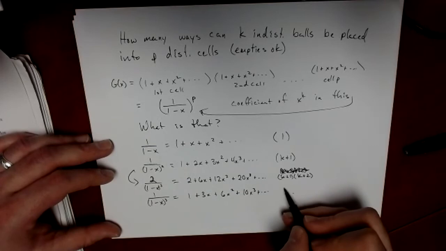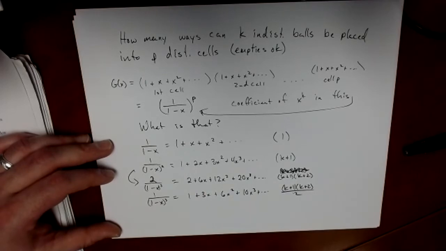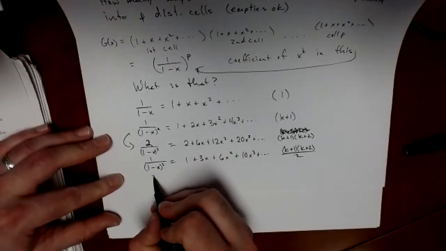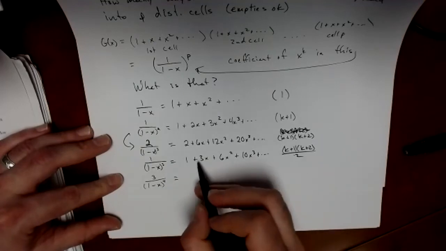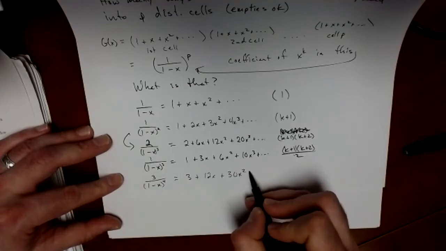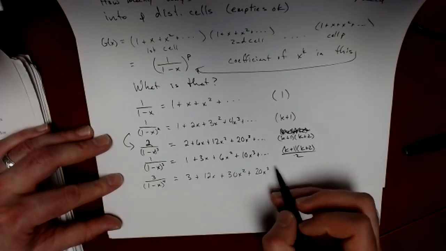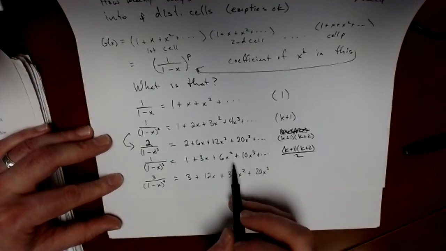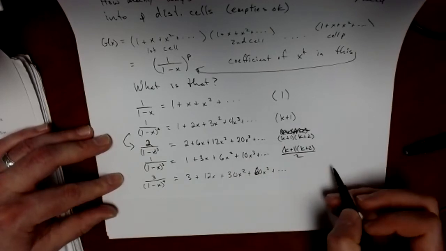And those are the triangular numbers, but they're also k plus 1, k plus 2 over 2. And if we did that again, then we'd get 3 over 1 minus x to the 4th. Take the derivative again, we'd get 3 plus 12x plus 30x squared plus 60x cubed. And so on.